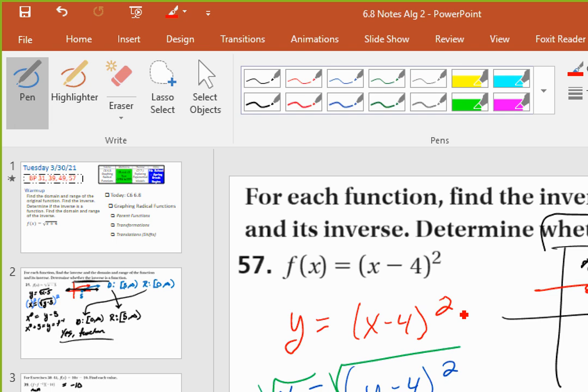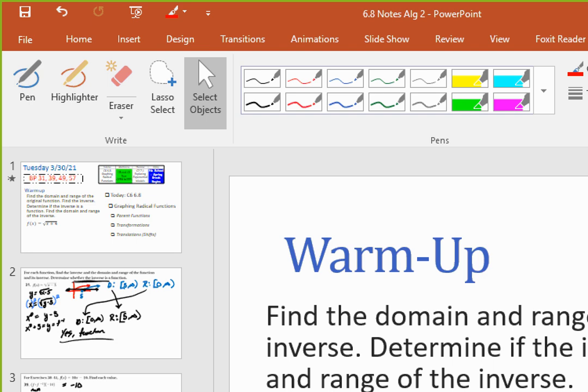And then the warm-up, we'll do the warm-up real quick just for another practice problem. It says find the domain and range of the original function, find the inverse, determine if the inverse is a function, and then find the domain and range. Okay, so square root of x plus 4.